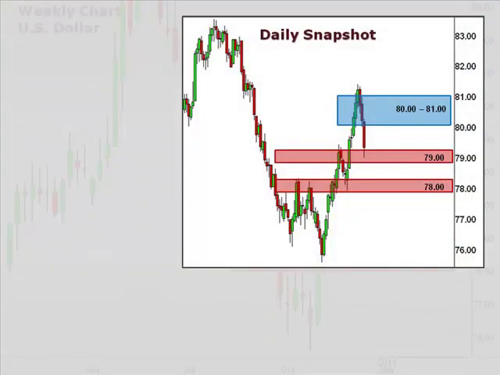Now, a quick look at our daily chart reflects the multi-day sell-off down to that 79 level that we've been looking at, and we should see a bounce towards 80. However, failure to break beyond 80 opens the window for a move all the way down to that 78 box.